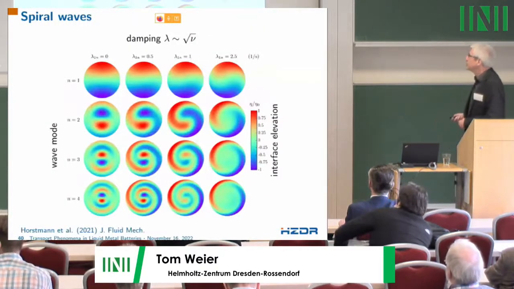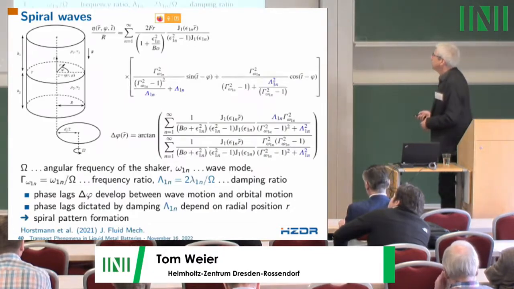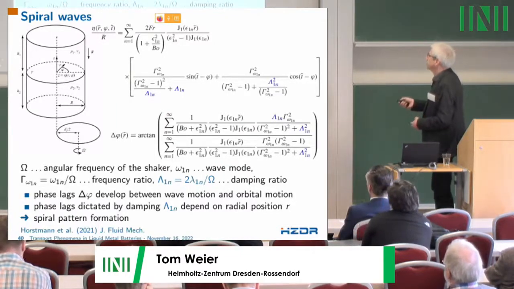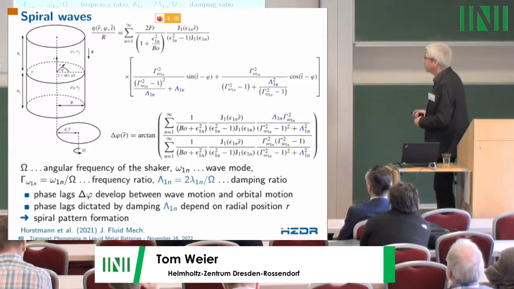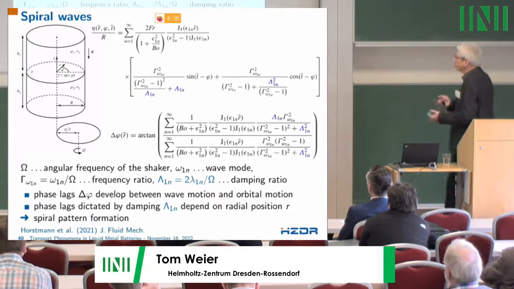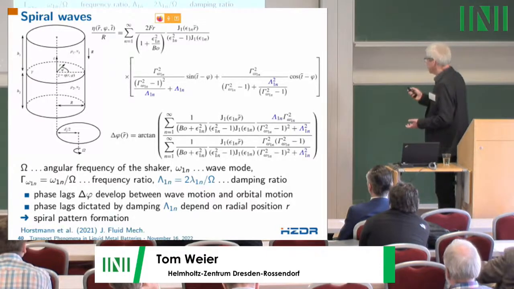Yeah, these spiral waves, just very shortly, they are an artifact of high damping. So there is a phase lag between the wave motion and the orbital motion. And if you have friction, the friction term is from Weier again.